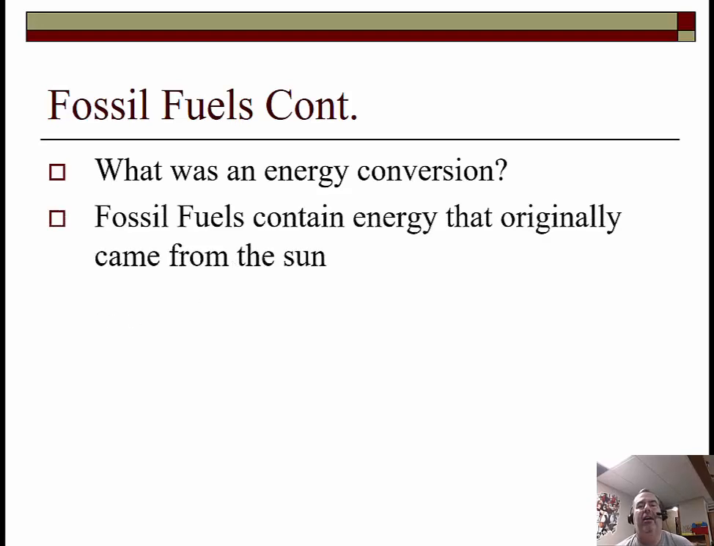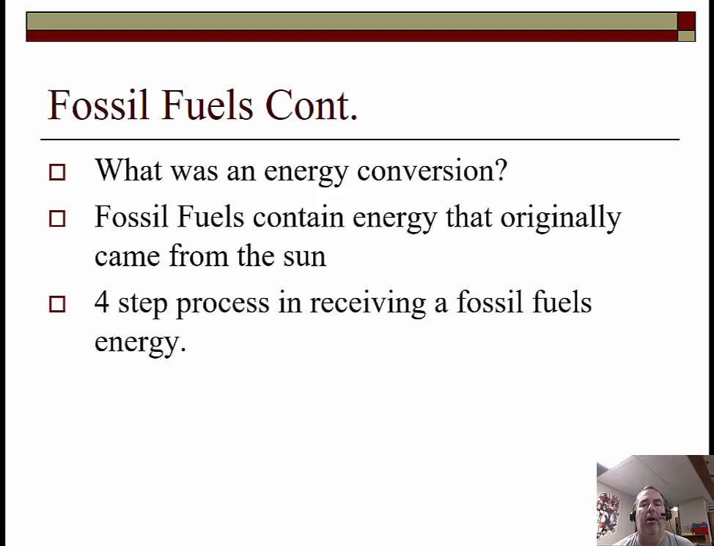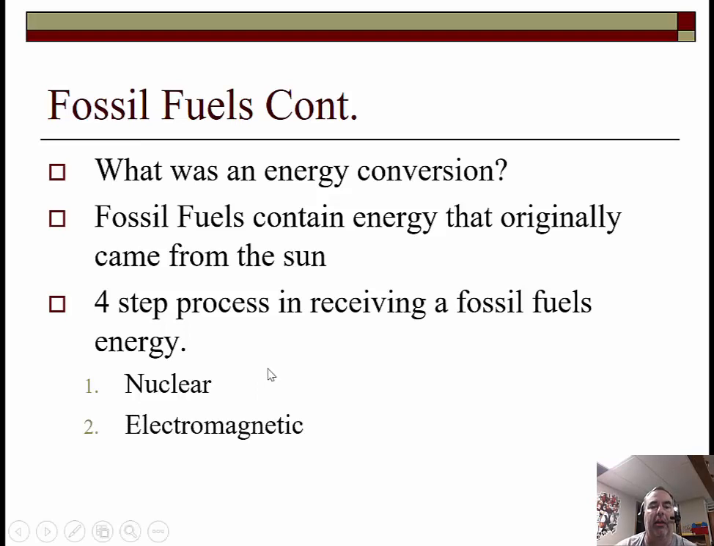So fossil fuels contain energy that originally came from the sun. And there's going to be a four-step process in us getting that energy from those fossil fuels. Now, as we said, it came from the sun. Remember, we've talked about in the sun, the fuel of the sun is hydrogen. When it fuses together, those two hydrogens become helium, also releasing another form of energy, electromagnetic energy. Electromagnetic energy, that's going to be our sunlight. So that sunlight comes down to the earth.